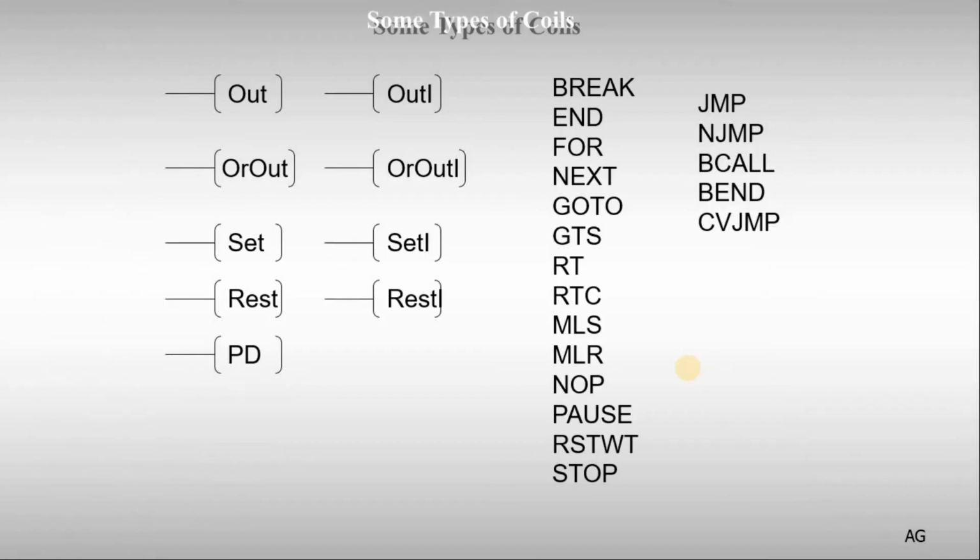So now what kind of action can you do? You can have a series of out and set. Of course, you need a reset for the set. You have a pulse output, you have OR out, and then you can have a break, end, for, next, go to, and so on. So there are a lot of commands you can have as actions.